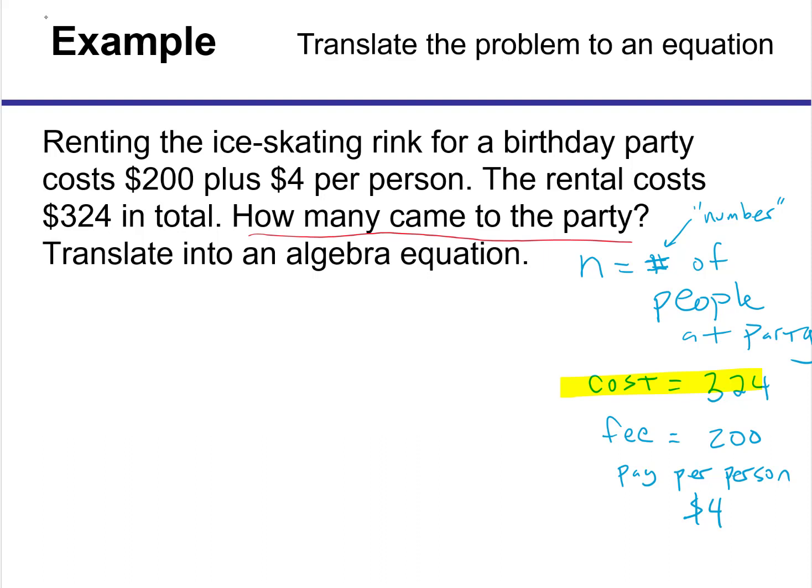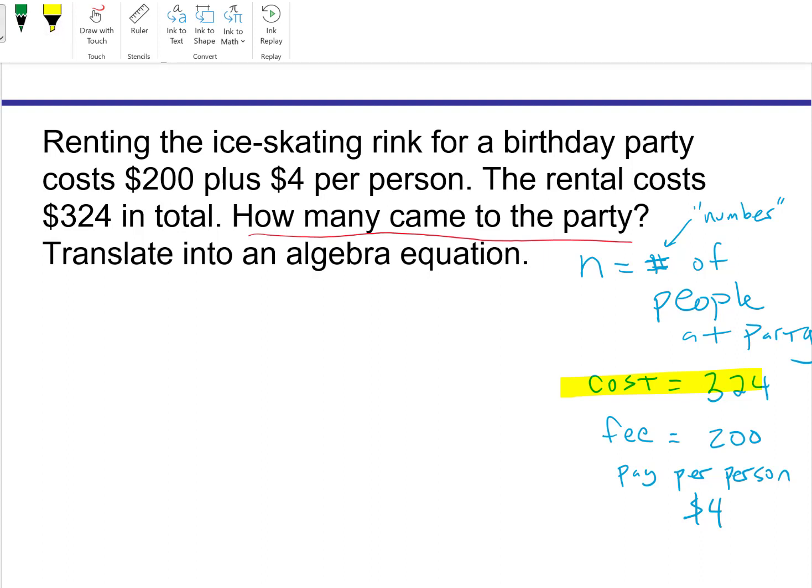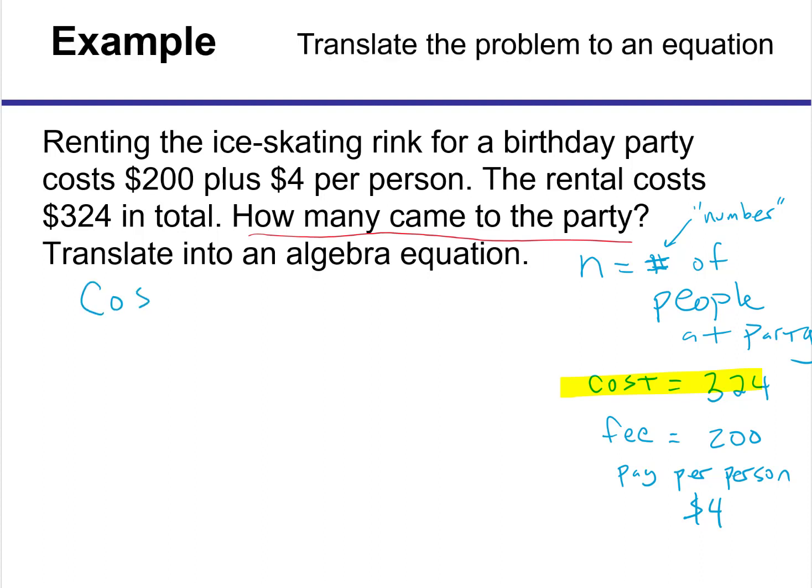Now, what we need is kind of like a verbal model, a word sentence, a word formula that helps us explain the cost. There's a lot going on here. Not too much, two things going on. So it seems like the cost is made up of the fee plus, right there is the word plus, something else. Cost per person.